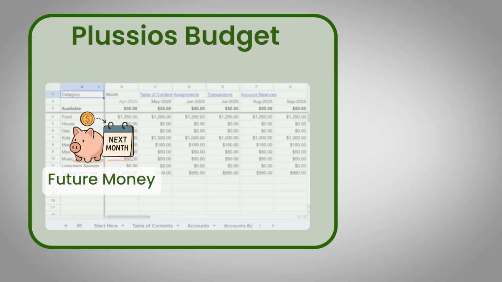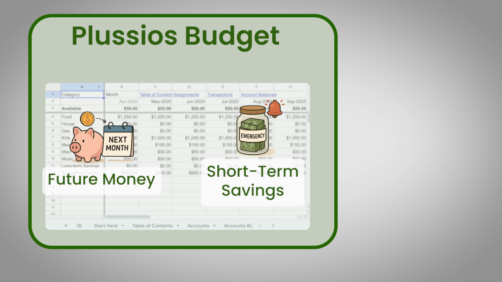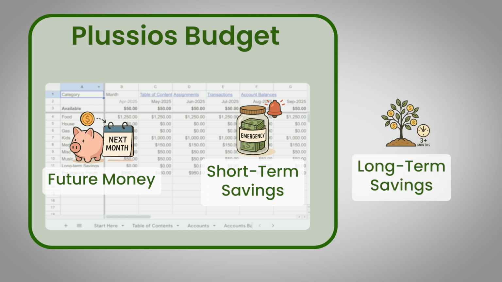In your Plussios budget, future money and short-term savings stay inside the budget, and long-term savings go outside of the budget. Now let's see how we can move our money from the available category into different types of savings.